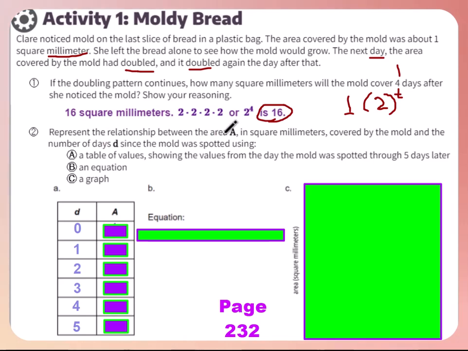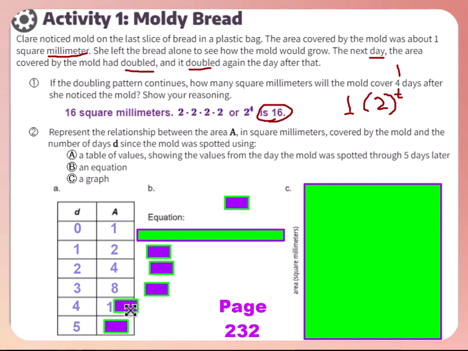Represent the relationship between the area in square millimeters covered by the mold and the number of days since the mold was spotted using a table of values. Okay, so we're going to start this table on day 1. We have 1 square millimeter. We double it on day 2. We have 2. We're going to double it again. 2 times 2 is 4. Double it again. 4 times 2 is 8. Double it again. 8 times 2 is 16. And then one more time, double that. 16 times 2 is 32.